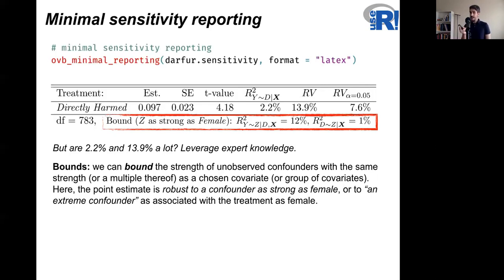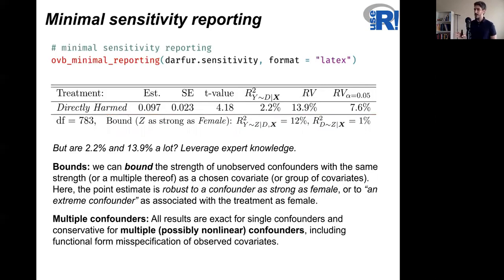In addition, since the 1% is less than the partial R-squared of 2.2%, we conclude that the point estimate is robust to a worst case confounder as associated with the treatment as Fameo. Now note that all these results are exact for single confounders and are conservative for multiple, possibly nonlinear confounders, including functional form and specification of the observed covariates.